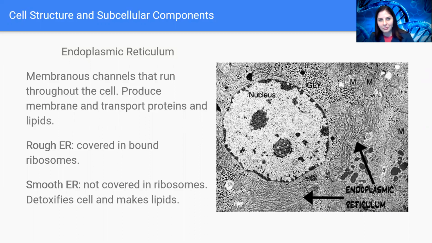So rough endoplasmic reticulum, meaning that it has ribosomes on it, is bound with those ribosomes. The smooth endoplasmic reticulum is not covered in ribosomes, and it helps to detoxify the cell, and it also makes lipids.